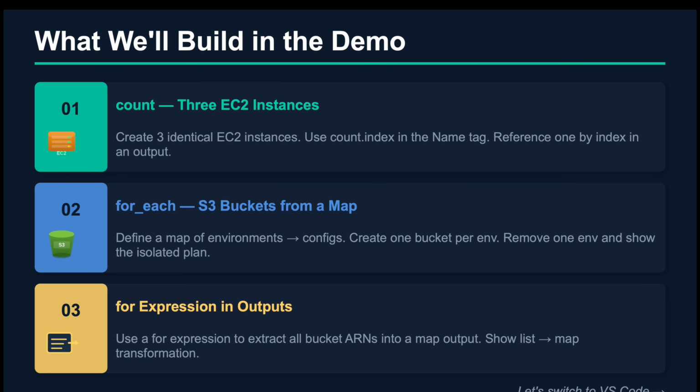So that's all. Okay, what we will build in the demo. The demos coming up: demo 01, count with EC2 instances. We will create 3 identical EC2 instances using count.index. Demo 02, for each with S3. We will define a map of environments and use for each to create a bucket per environment. And demo 03, for expression in outputs for every resource we create.